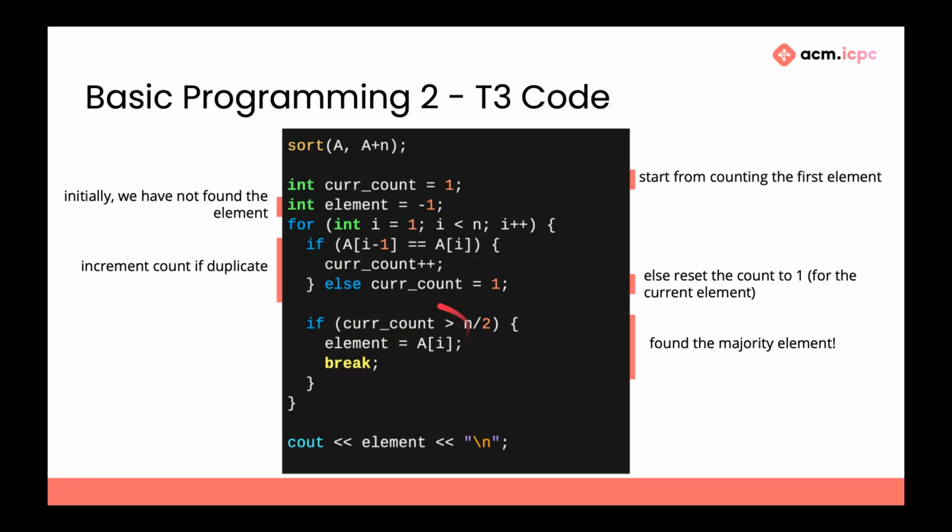And again, at any point if the count is greater than n over 2, then you've found the desired element and you just break out of the loop because the majority element is unique. So once you found it, you know you found it. You found the unique one.